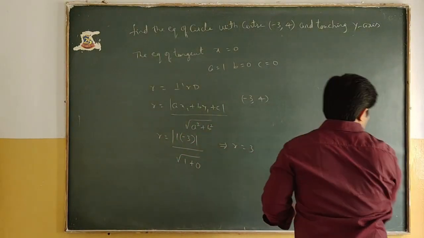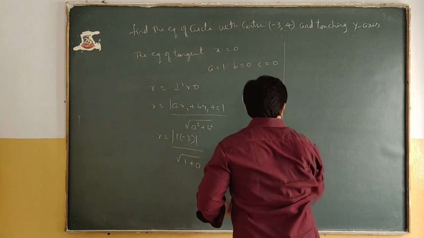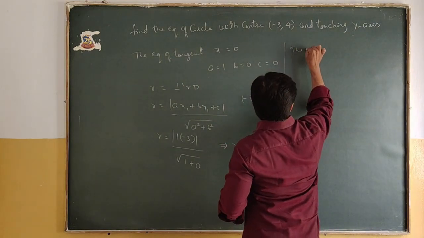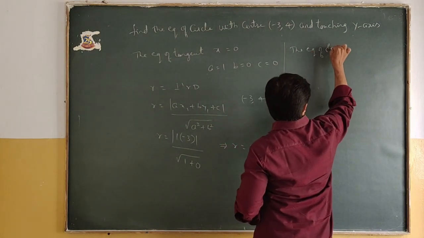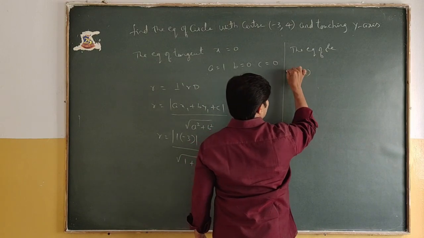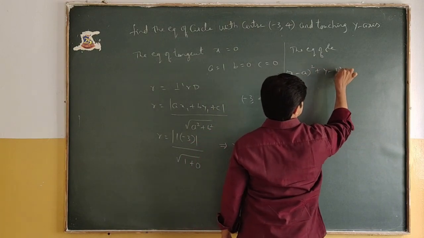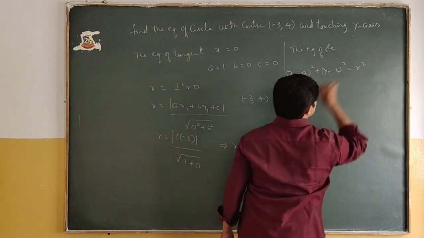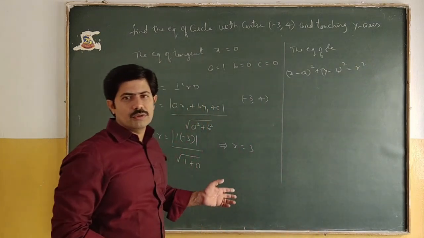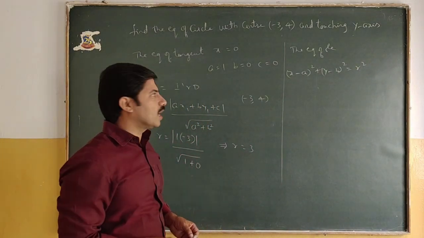So how to find the equation of circle? The equation of circle is nothing but x minus a whole square plus y minus b whole square is equal to r square.